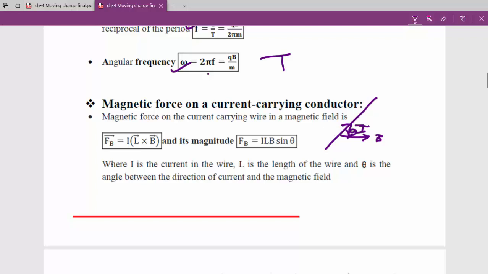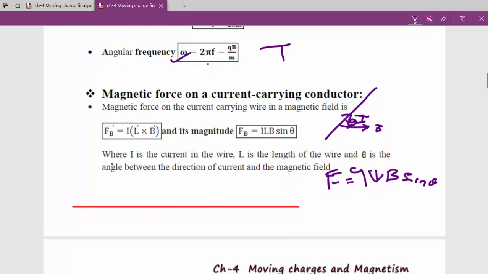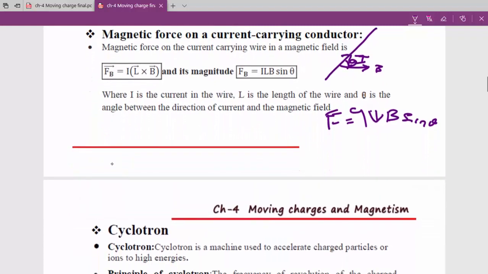So I got the magnetic force for a moving charged particle and the magnetic force for a current carrying conductor. One is F equal to Q V B sin theta, and the other is B I L sin theta. Okay. After this, let us move to the next part, cyclotron.